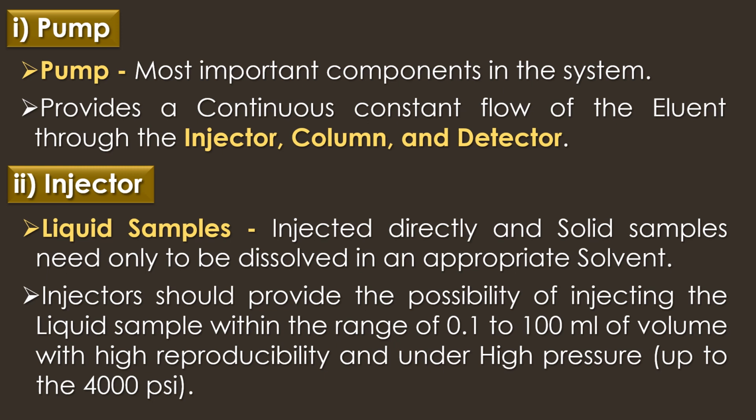The second part of the ion exchange chromatography is the injector. Sample introduction can be accomplished in various ways. The simplest method is to use an injection valve. Liquid samples may be injected directly, and solid samples need only to be dissolved in an appropriate solvent. The injector should provide the possibility of injecting the liquid sample within the range of 0.1 to 100 ml of volume with high reproducibility and high temperature and high pressure up to 4000 psi.